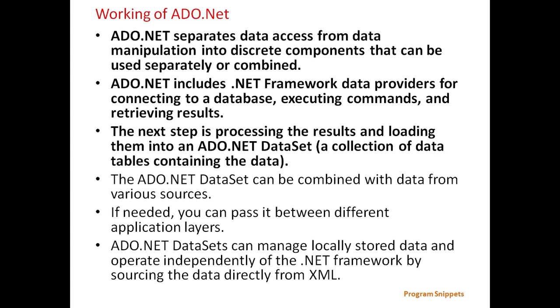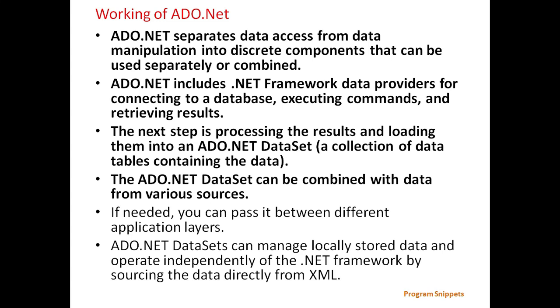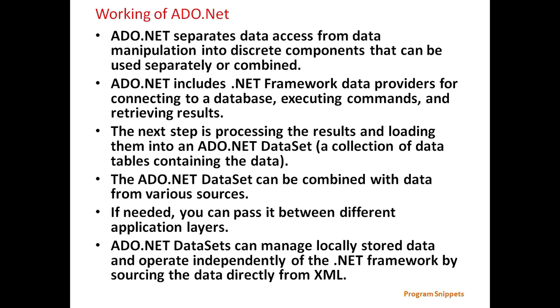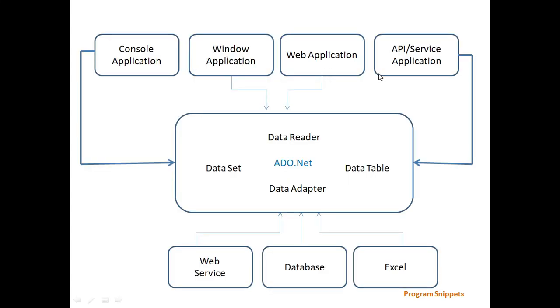The next step is processing these results and loading them into an ADO.NET dataset, which is a collection of data tables that contains data. An ADO.NET dataset can be combined with data from various sources. If needed, you can pass it between different application layers. ADO.NET datasets can manage locally stored data and operate independently of the .NET framework by sourcing the data directly from XML. Console applications, window applications, web applications, and API services make the connection to the web services, database, and Excel with ADO.NET. And ADO.NET provides 4 classes: data reader, dataset, data adapter, and data table to read, retrieve, and update the data.